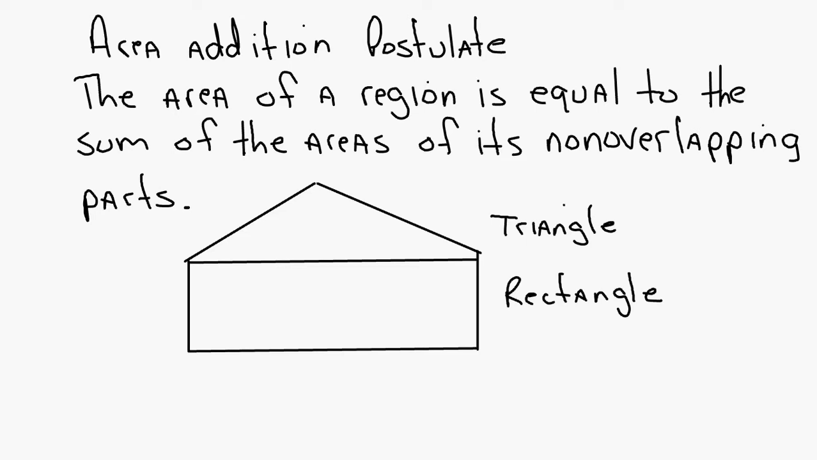Okay? So that's what the area addition postulate says, that the area of a region is equal to the sum of the areas of its non-overlapping parts. Anytime you get a shape where you don't have a formula for the area of it, break the shape down into shapes that you do have area formulas for, and then find the area of each and add them together.